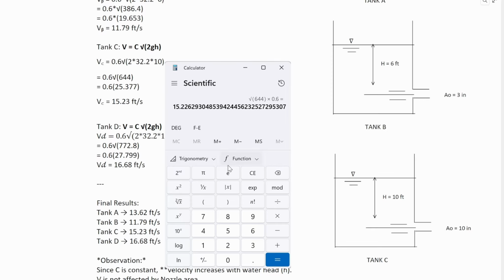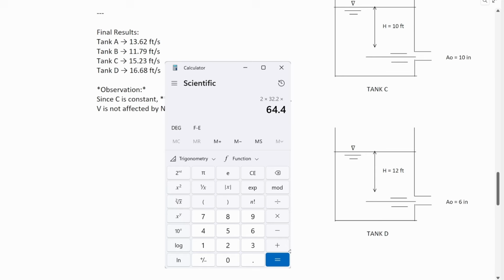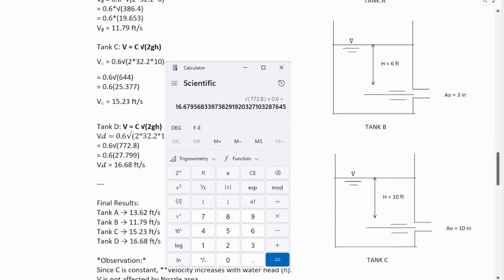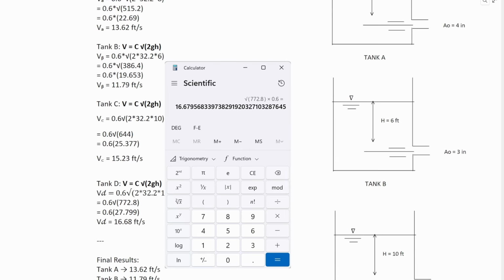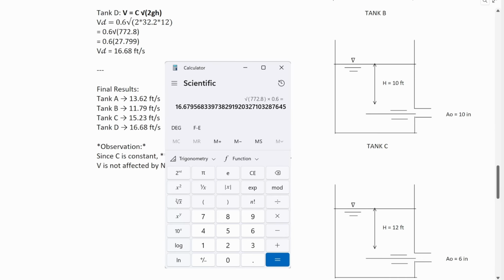Now the velocity of tank D is all that is left. 2 times 32.2 times the value of H, which is 12 feet. So that gives us this. The square root of that is 27.799, multiplied by 0.6 is equal to 16.679 feet per second. Now that we have all 4 velocities of all the tanks, it's time to match them with the right velocity.